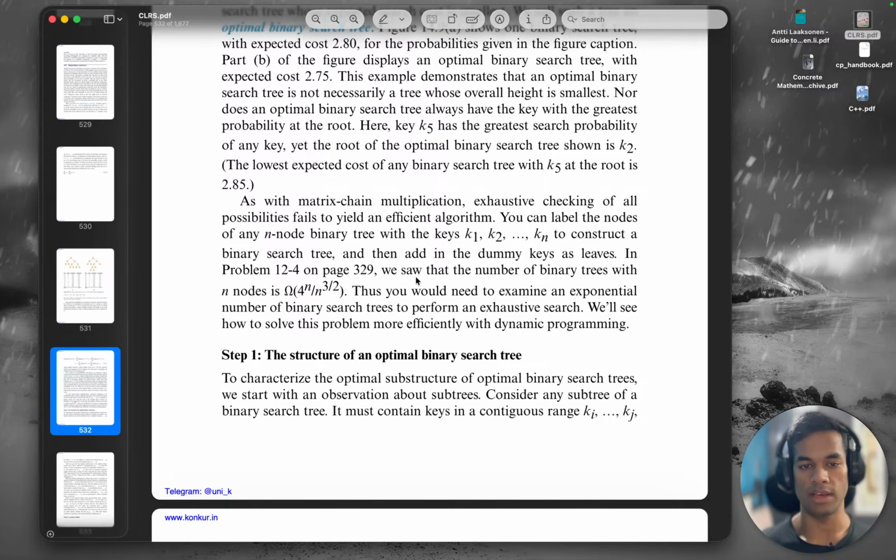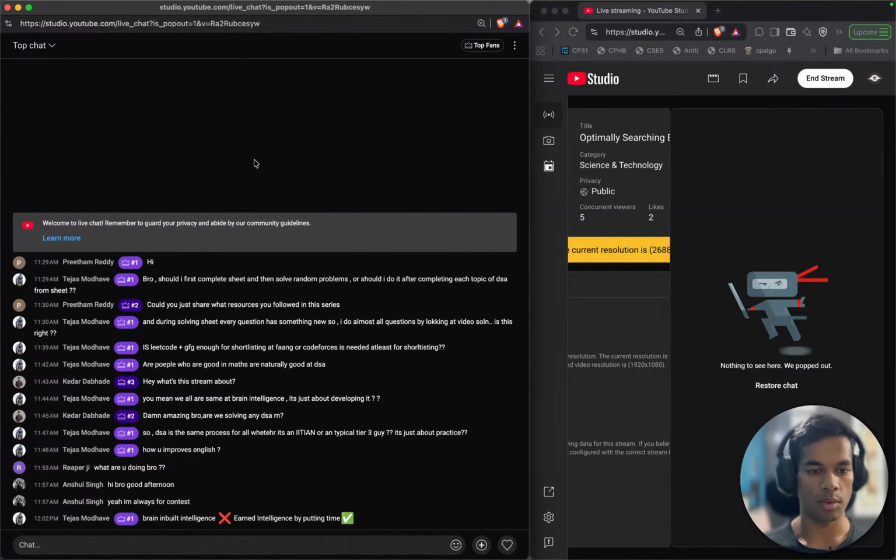In problem 12.4 on page 329, an earlier problem, we saw that the number of binary search trees with n nodes is this thing, which is a Catalan number. Thus, you would need to examine an exponential number of binary search trees to perform an exhaustive search. We will see how to solve this problem more efficiently with dynamic programming. Okay, I guess we do understand the problem now.